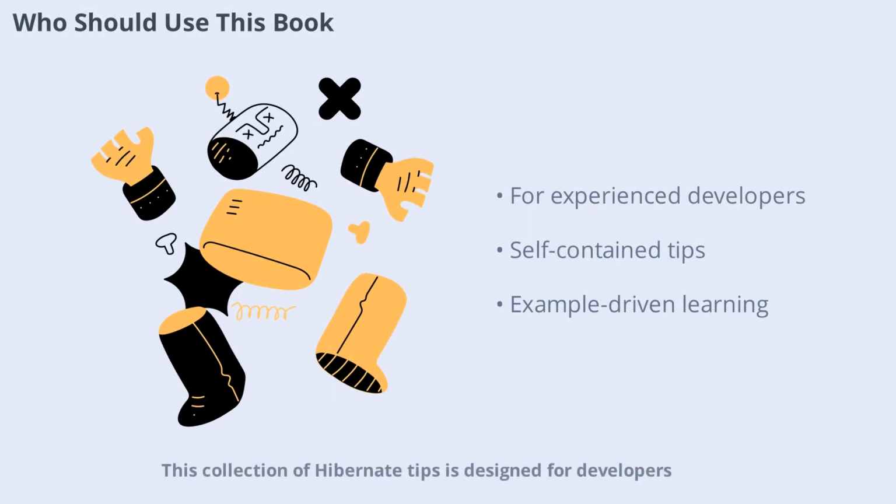This collection of Hibernate tips is designed for developers who already have some experience with Hibernate or JPA. If you're looking for practical solutions to everyday development challenges, you're in the right place. The tips are self-contained, so you can jump to the section that addresses your current problem without reading everything in order. While beginners may find some concepts advanced, those familiar with ORM frameworks will appreciate the hands-on, example-driven approach. It's perfect for anyone who wants to implement business requirements efficiently using Hibernate.